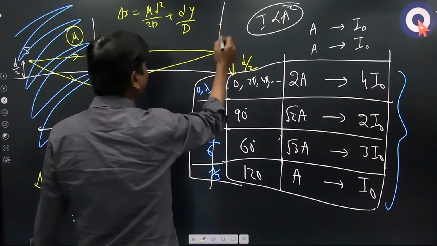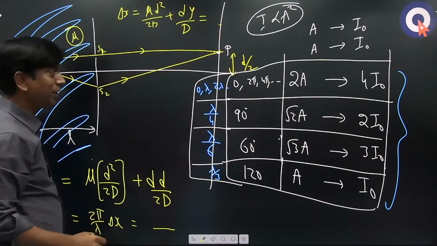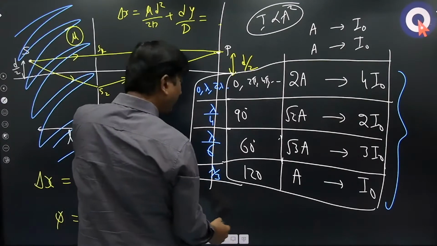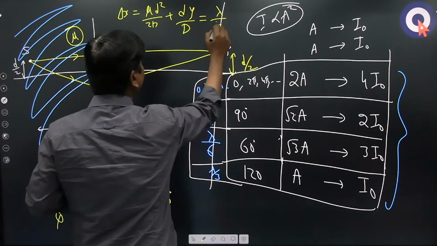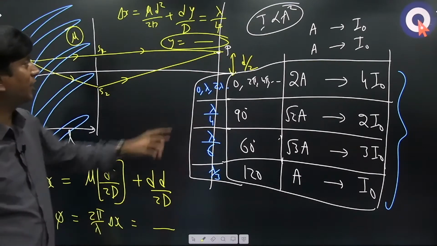So some point P here which is at a distance of y. And that path difference should be equal to, because you want exactly 2 I naught, that path difference has to be equal to lambda by 4. Now get the value for y. You will get the value for y. One value you will get.